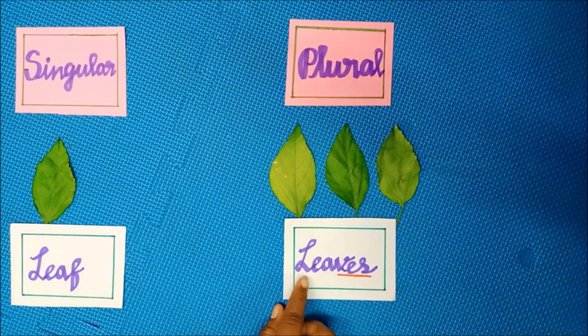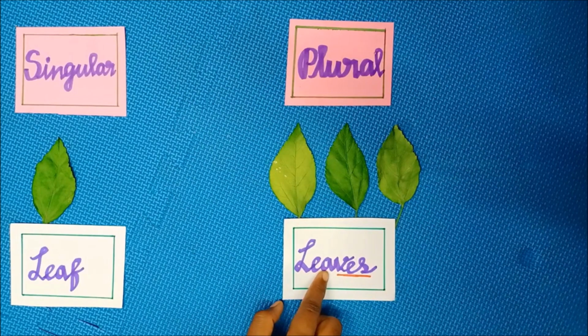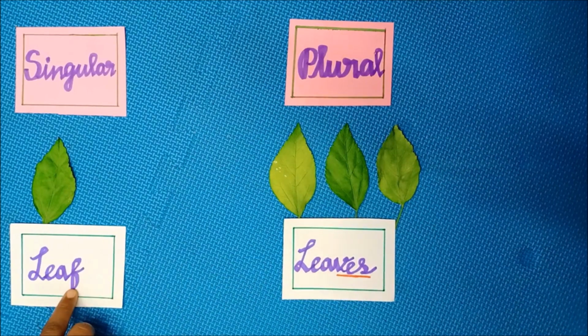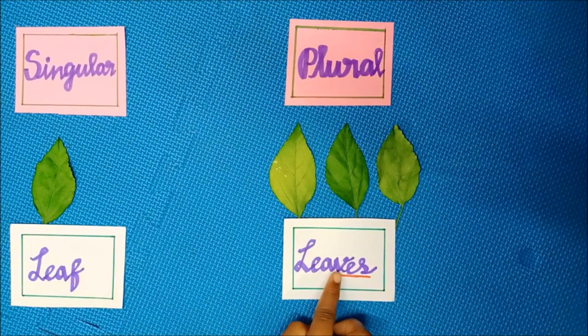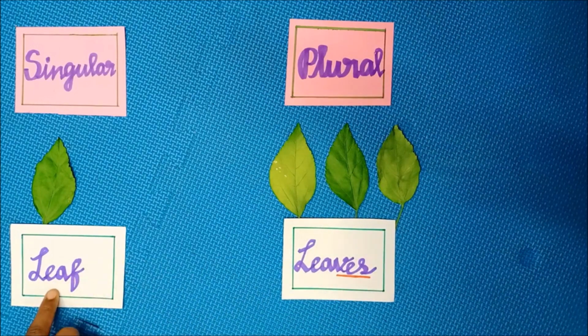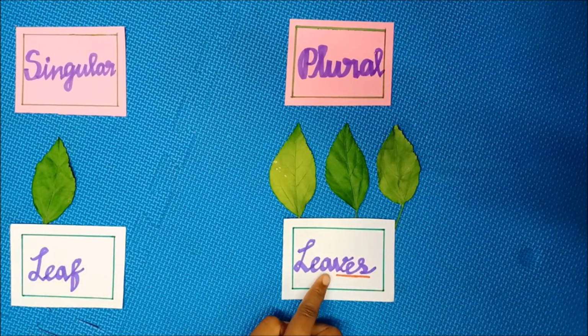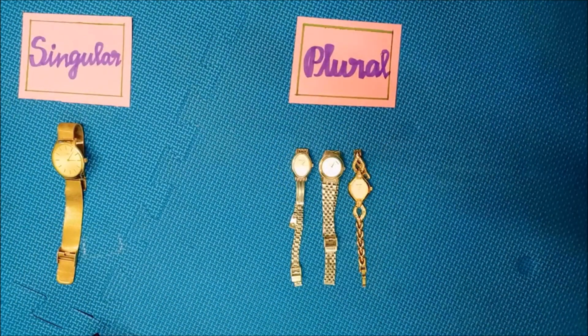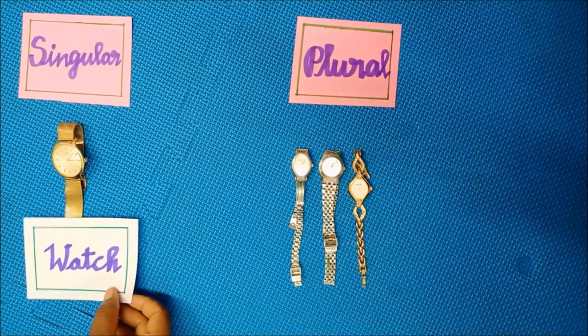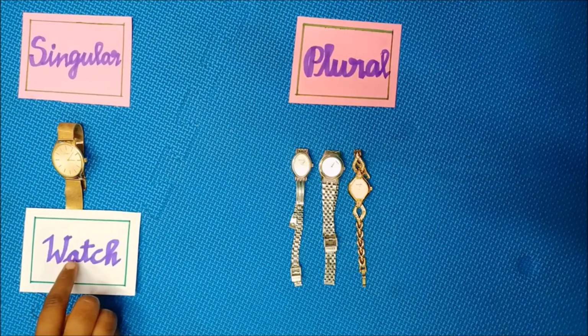See the spelling for leaves? L-E-A-V-E-S. You have to remove F and add V-E-S. So the plural form of leaf is leaves. Leaf is leaves. Now tell me, children, what is it? It is a watch. See the spelling for watch?